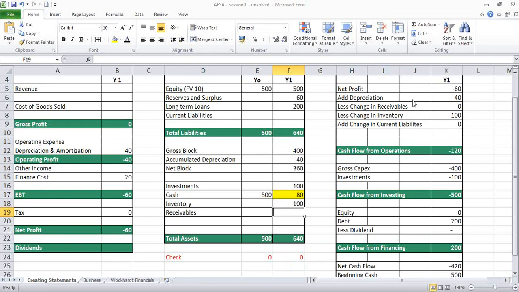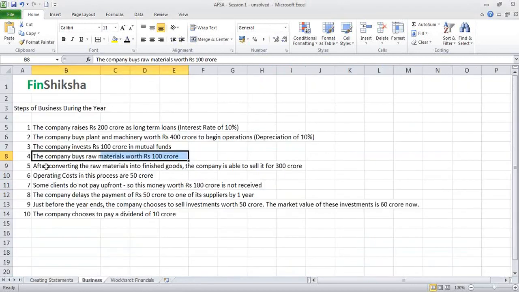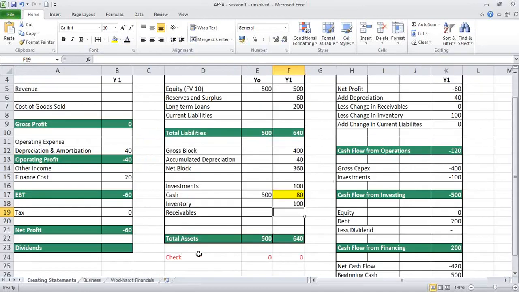Correct? Next, we see after converting raw materials into finished goods, the company is able to sell it for 300 crore. So now we are talking about sales, which means there is a revenue number that is going to come in the P&L. So on the P&L side, we are going to look at the revenue number and add this 300 to the revenue. Correct? You have sold these goods. If you have sold these goods, there is no inventory left, which means cost of goods sold should go up.